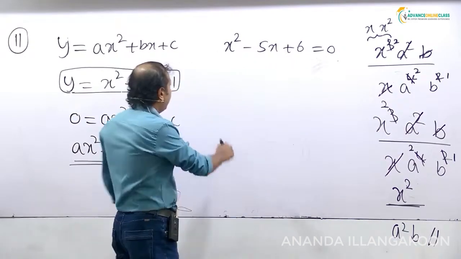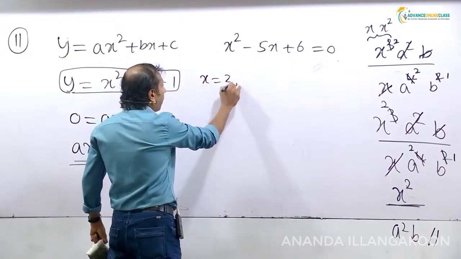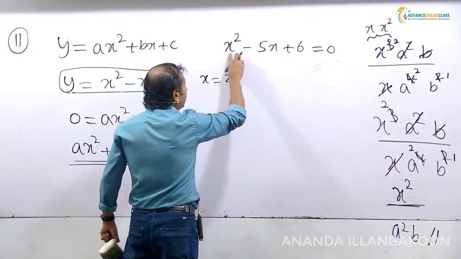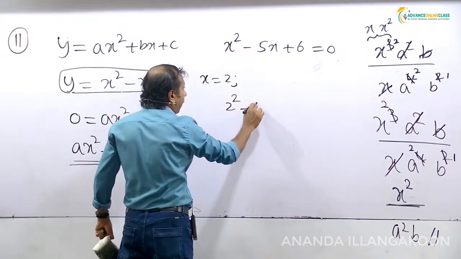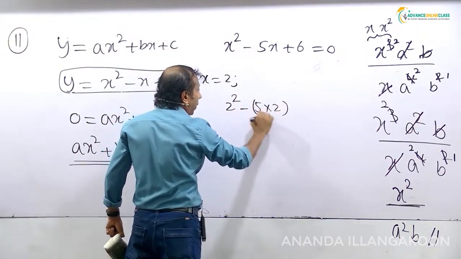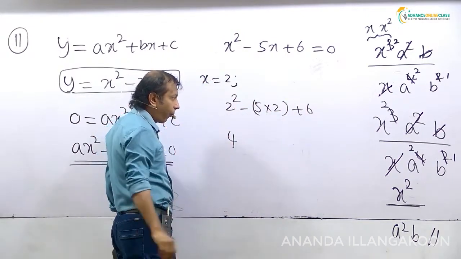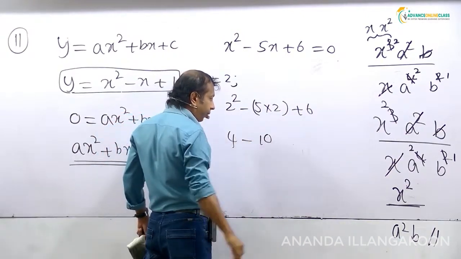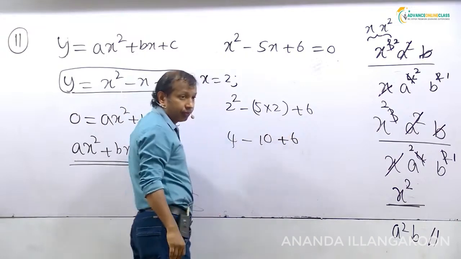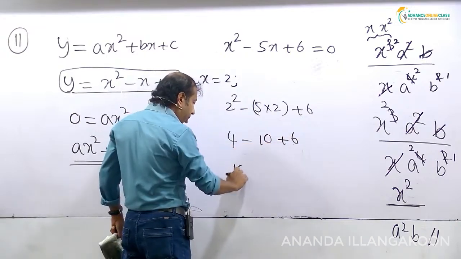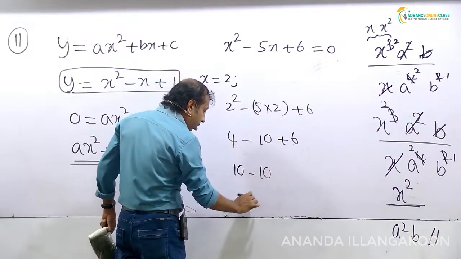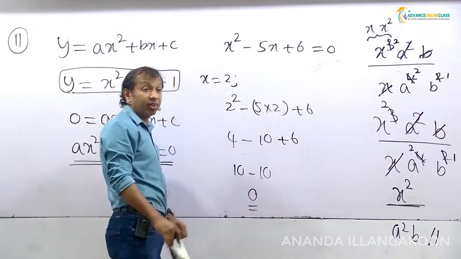Now, for example, if I put x equals 2 in the left hand side, put here 2 squared minus 5 into 2 plus 6. Here 2 squared is 2 into 2, 4. Here minus 10. Here plus 6. 4 plus 6 is 10, minus 10. 10 minus 10 becomes 0. See here, what happened there?